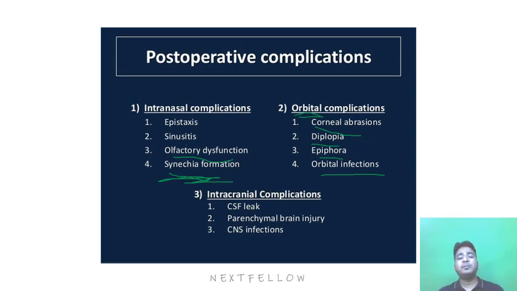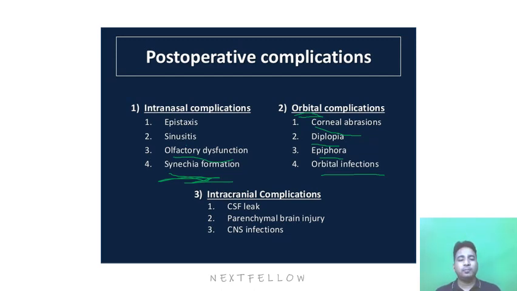We may end up damaging the lamina papyracea, which forms the lateral wall of the nose and the medial wall of the orbit. So if we damage the lamina papyracea and damage some of the muscles like the lateral rectus muscle or some oblique muscle, that will lead to diplopia. There may be corneal abrasion, and sometimes the infection may proceed to the orbit.